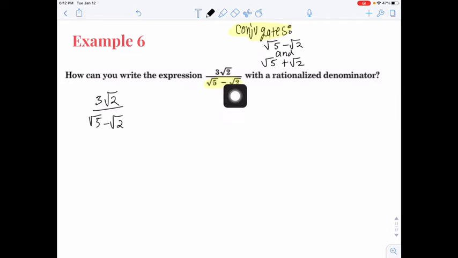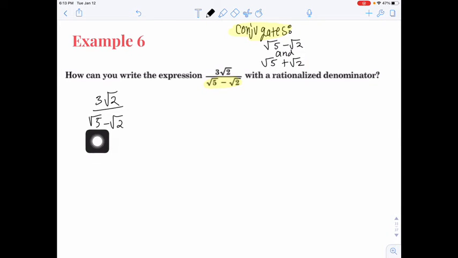So a note, we want to look at the denominator. We have the square root of 5 minus the square root of 2. That is a difference of square roots. So the conjugate of that is going to be the sum of those same square roots. So square root of 5 plus the square root of 2 will be the conjugate of our denominator. We want to use this to simplify our expression.